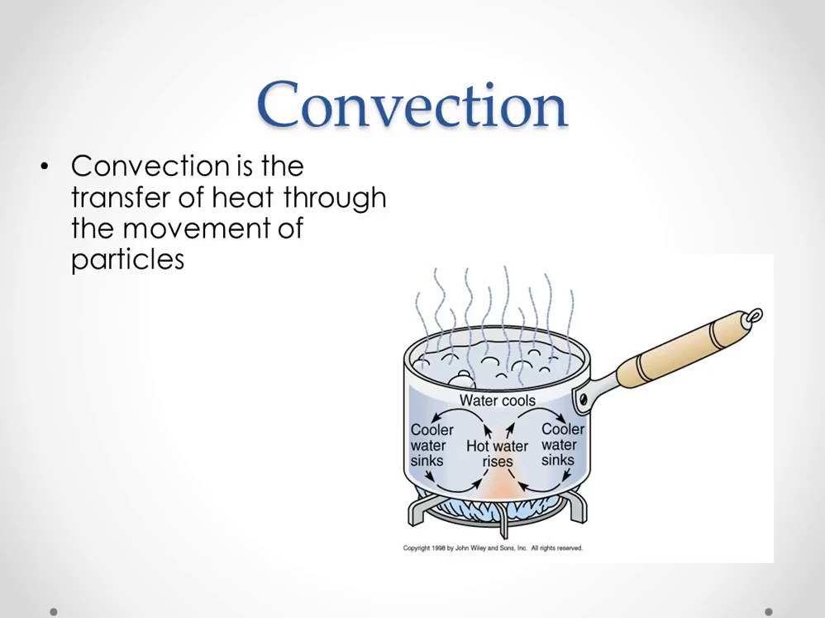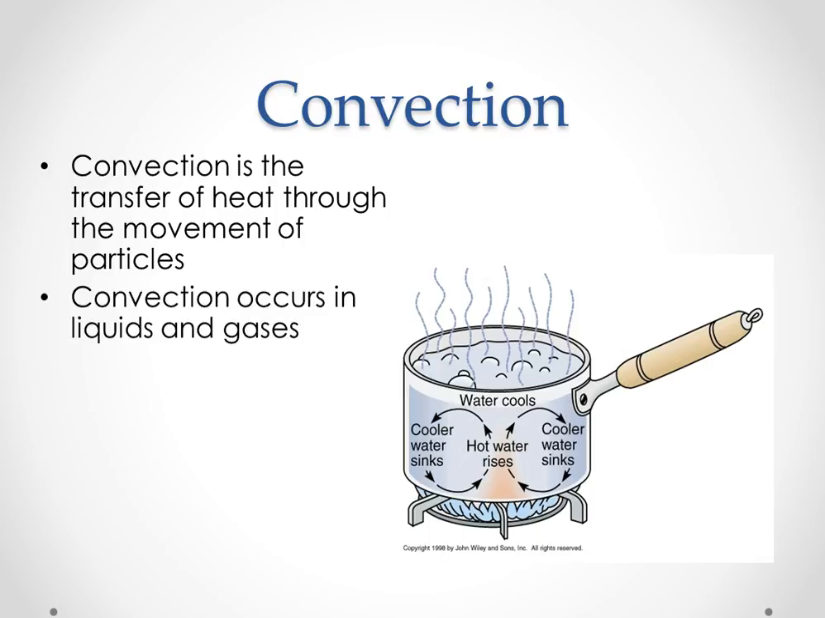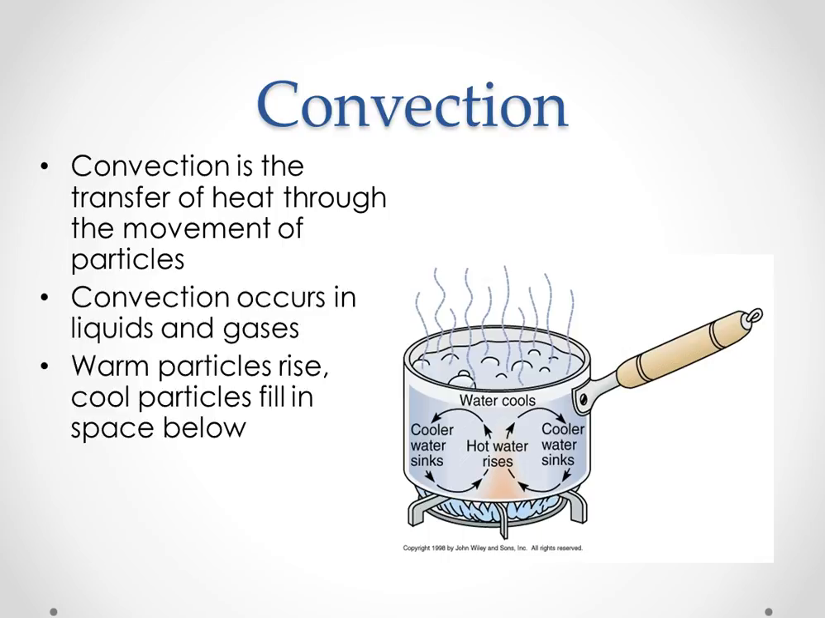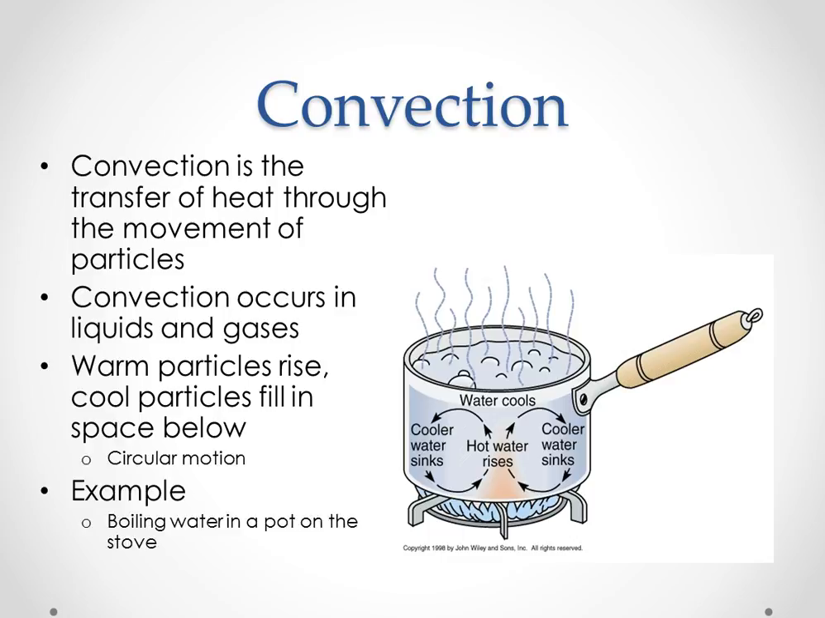Convection is the transfer of heat through the movement of particles, usually in liquids and gases, in the air or in water. Warm particles rise, and cool particles then fill the space below. The picture shows how the water is rising and the cool water is sinking underneath where that warm water is rising to. It's a circular motion. An example would be boiling water in a pot on the stove.